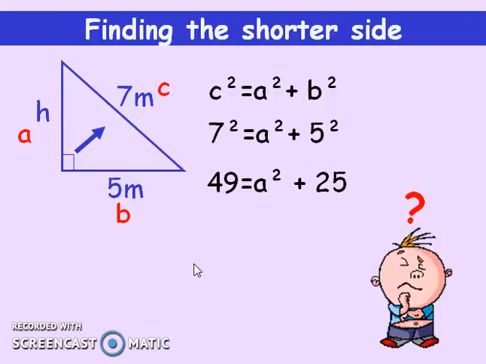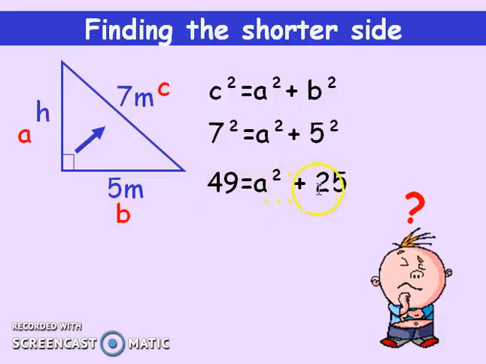Okay, we move to the next, finding the shorter side. Just now we found the hypotenuse. Right now, we want to find the shorter side. The shorter side might be the adjacent or the opposite side. So right now this question is asking to find the opposite side. So we use the formula C squared equals A squared plus B squared, and then just plug in the values. H squared, that is 7 squared, equals A squared plus B squared, with B equal to 5 squared, and then we get 49.